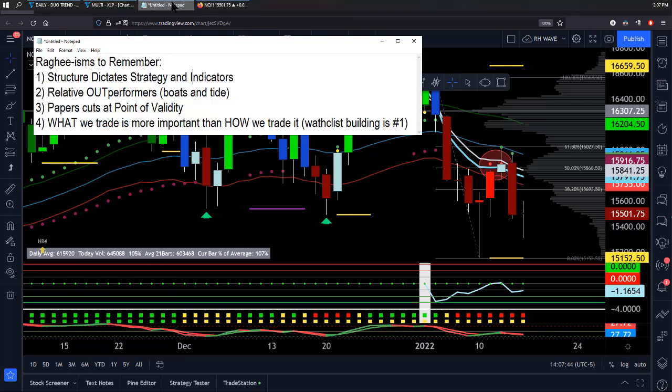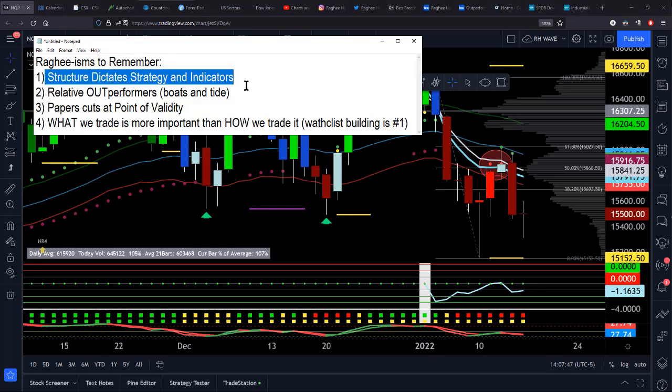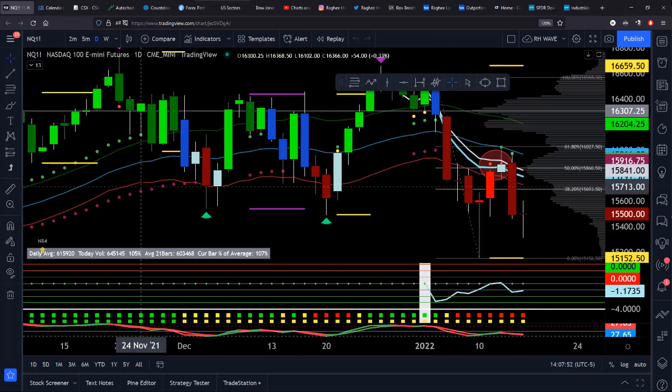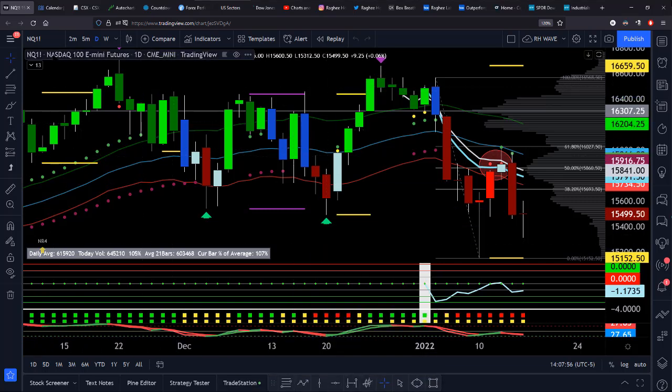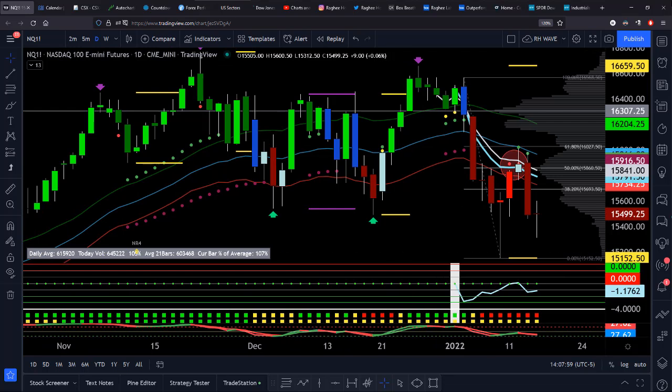Okay, let's get on to the topic. Structure, let's remember again what we're talking about. Structure dictates strategy and indicators. Let's talk about what we're dealing with in the indices right now, and we'll go through these indices. This is CHOP. How do we determine that? 8, 13, 21, 34 EMA. The 34, which is what I separate out to look at the trend, is yellow. It's neutral, right? That tells us a lot about expectations for continued CHOP.